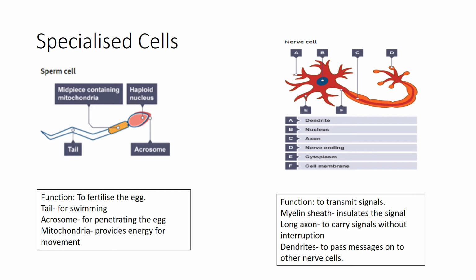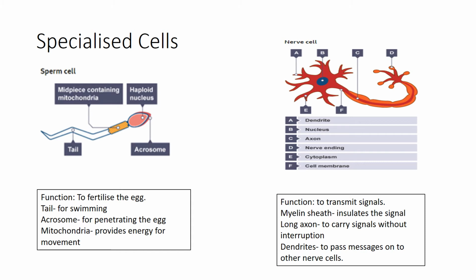So now we're going to look at specialized cells. In a multicellular organism, that is an organism made up of more than one type of cell, we need to have specialized cells to carry out different functions. So our sperm cell is our first specialized cell. Its purpose or function is to fertilize an egg. It has several features that enable it to do that. So we have a tail, or the correct term is the flagella, for movement.